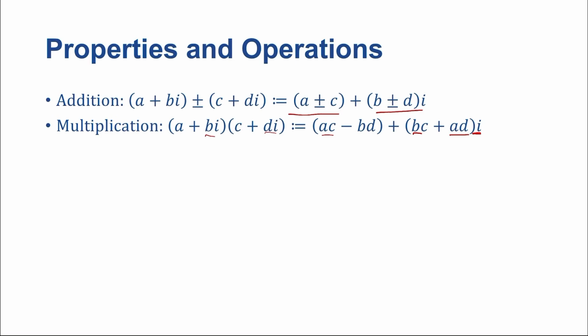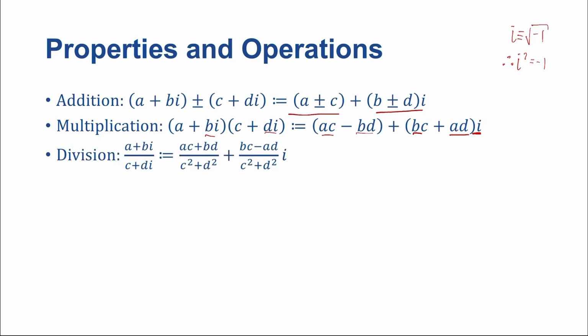Now normally we'd say that's bd i squared, but we've defined i to be the square root of -1. Therefore, we say that i squared is equal to -1. So we can multiply this by -1 and get rid of the i, and then we just get ac minus bd plus (bc plus ad) quantity times i. Okay, now division is where it gets a bit complicated.